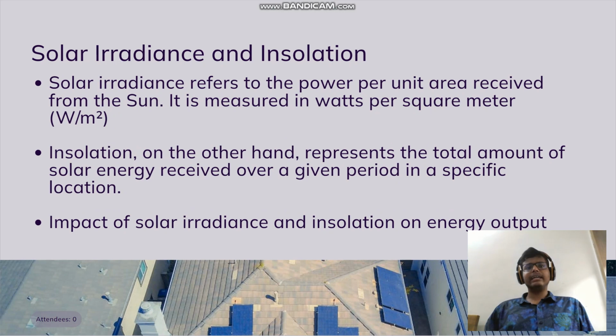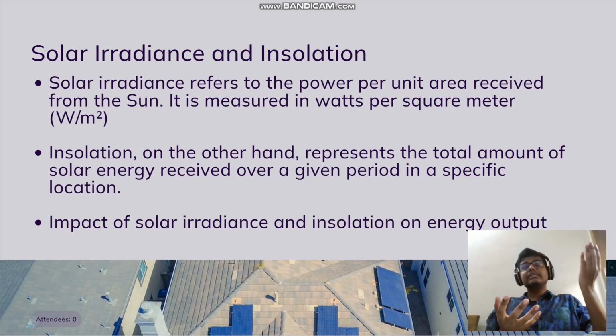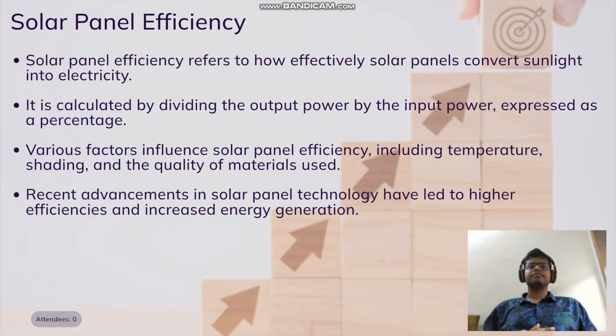Let's understand solar irradiance and insolation. Solar irradiance refers to the power per unit area received from the sun. It is measured in watts per square meter. Insolation, on the other hand, represents the total amount of solar energy received over a given period in a specific location. Now, the more the solar irradiance and insolation, the more sun's energy is obtained on the panel, and the more the electricity output.